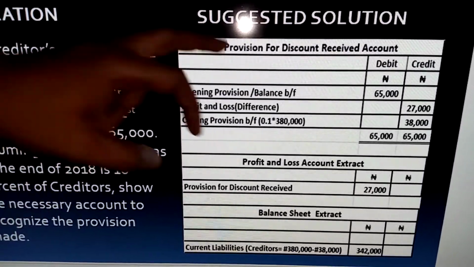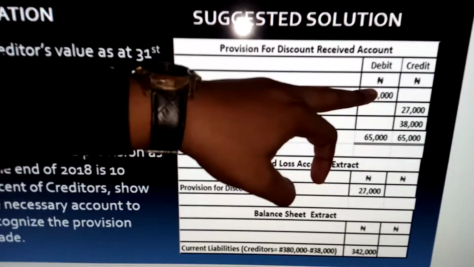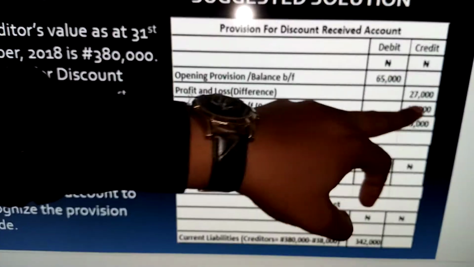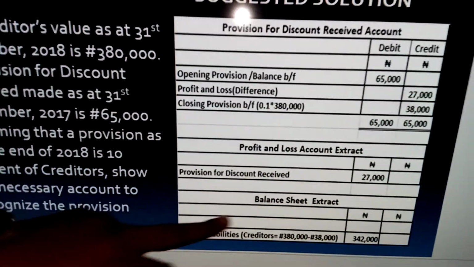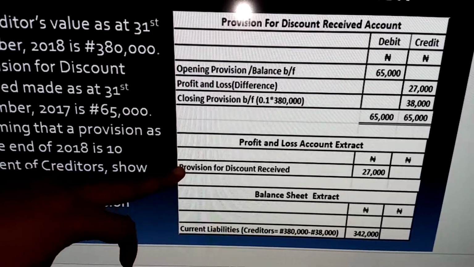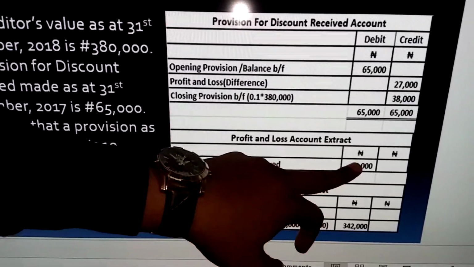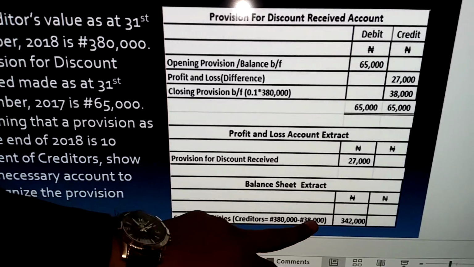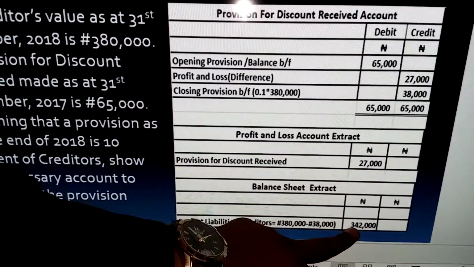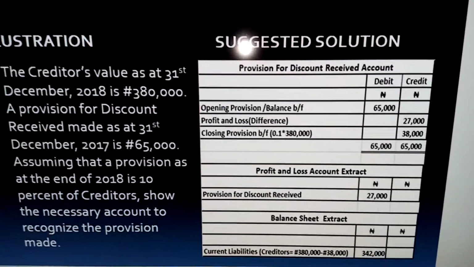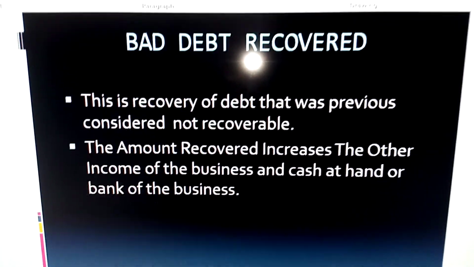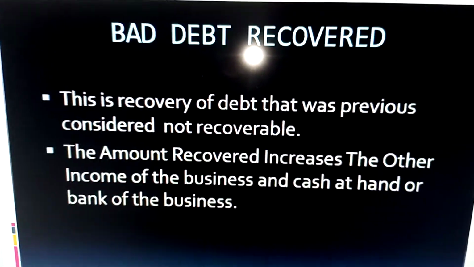So look at it, we have provision for discount received. Opening balance is 65,000. Closing balance is 38,000. The difference is 65 minus 38, which is 27,000. So you can see here, in profit and loss, we have provision for discount received, 27,000. Then in the balance sheet, current liabilities, we have 380,000 minus 38,000, which is 342,000.